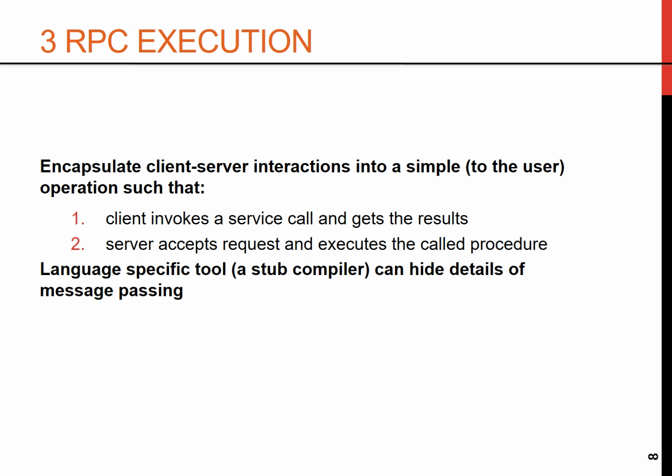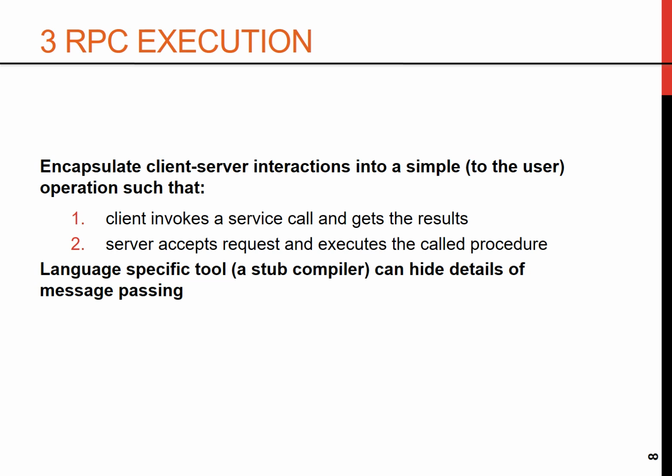In remote procedure call execution, the goal is to encapsulate client-server interactions in such a way that they appear seamless to the user. Whether it's a programmer or anyone else using the middleware, ideally these interactions should function as simple operations, where the client invokes a service call and receives a result without being aware of the underlying network. From the client's perspective, using middleware should be straightforward. They initiate a service, receive a result, and have no need to consider network complexities. Similarly, on the server side, the process involves accepting requests and executing procedure calls, all while maintaining simplicity in interactions.